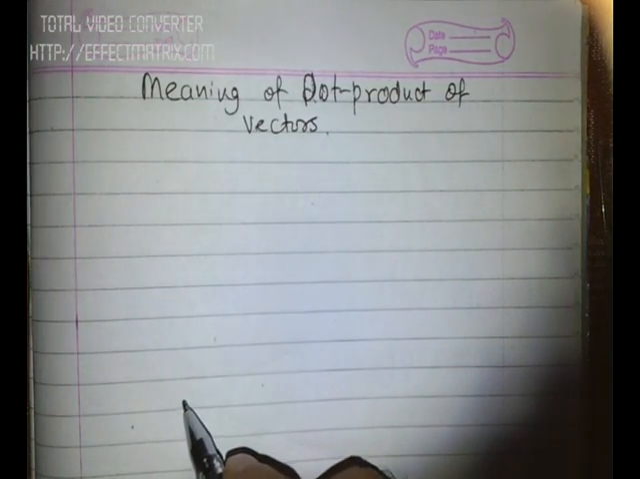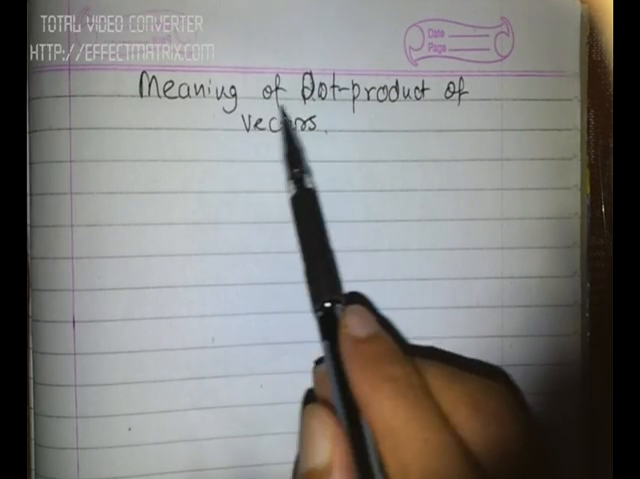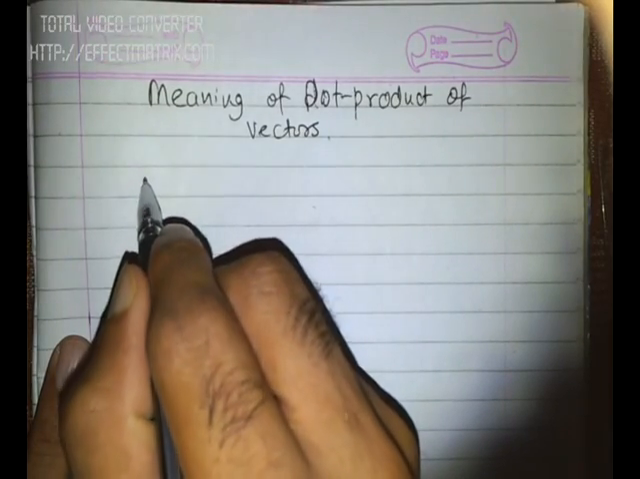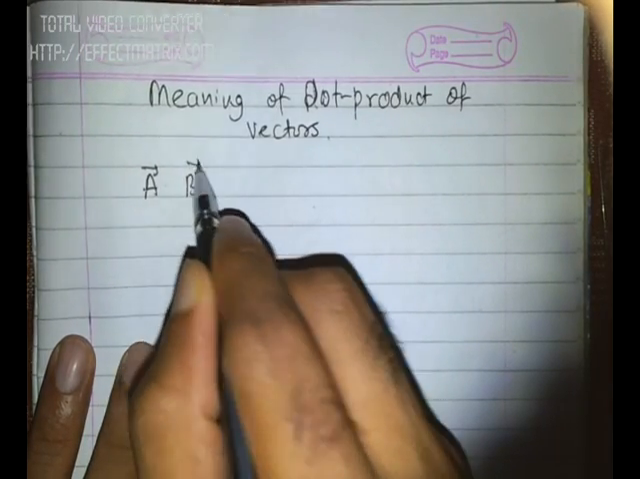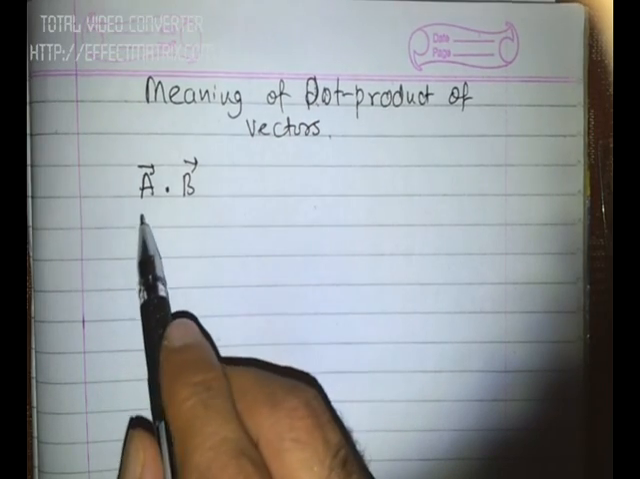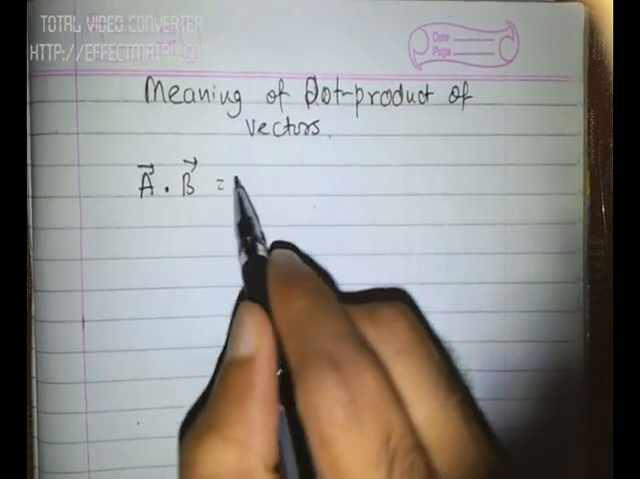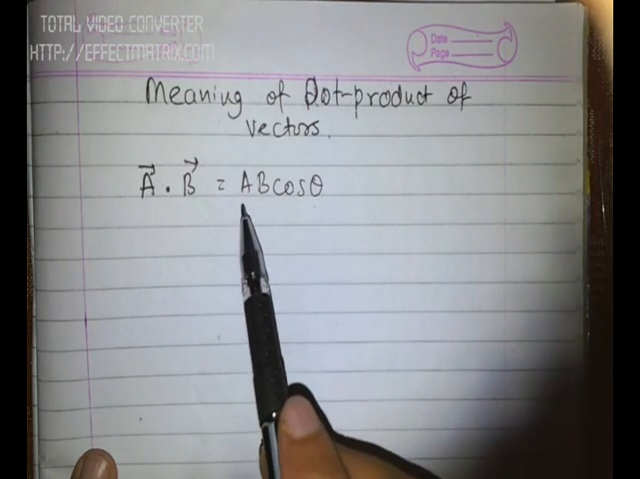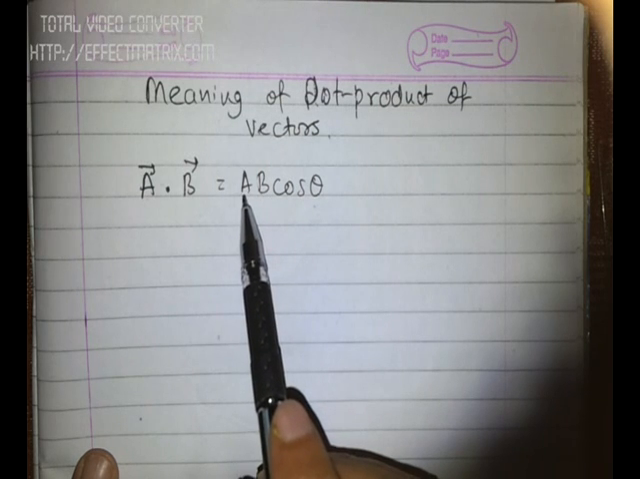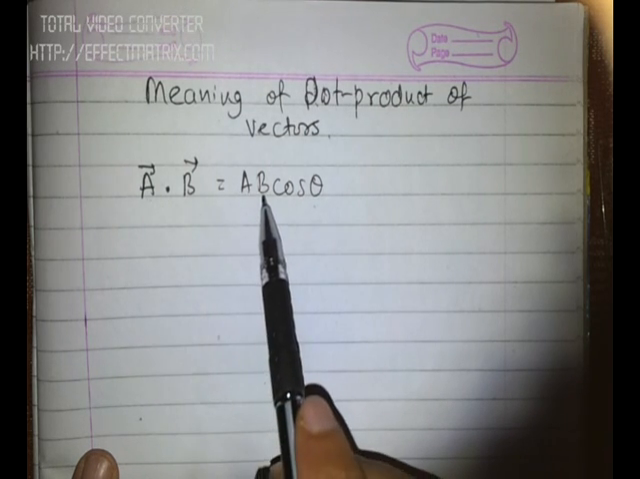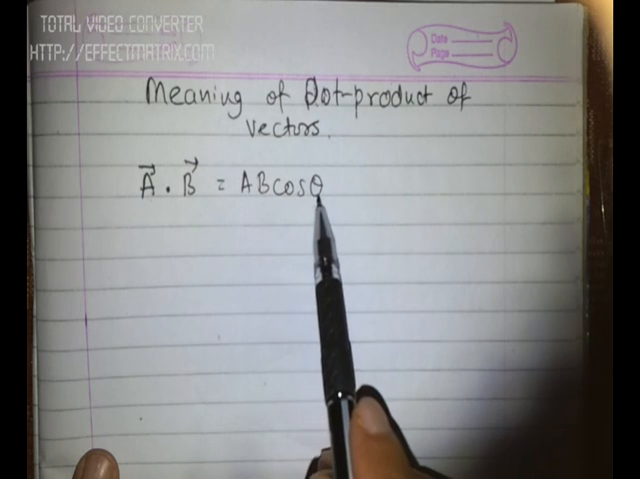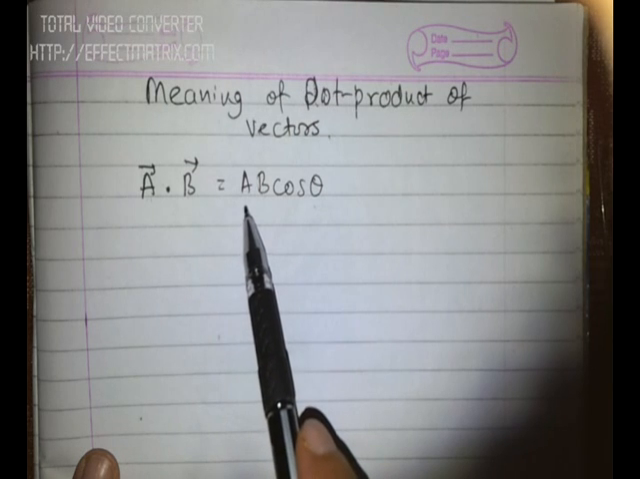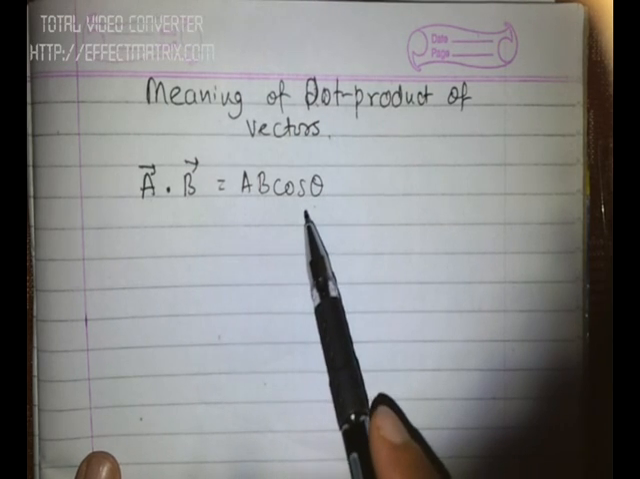In this video, we're going to try to understand the meaning of the dot product of vectors. Let's say we have vector A and vector B, and we know that the dot product of the two vectors A and B is given by A into B into cos theta. This is a scalar quantity. These are merely numbers. A stands for the magnitude of A, B stands for the magnitude of B, and cos theta is the cosine of the angle between vectors A and B. What does this exactly mean? That's what we're going to understand in this video.